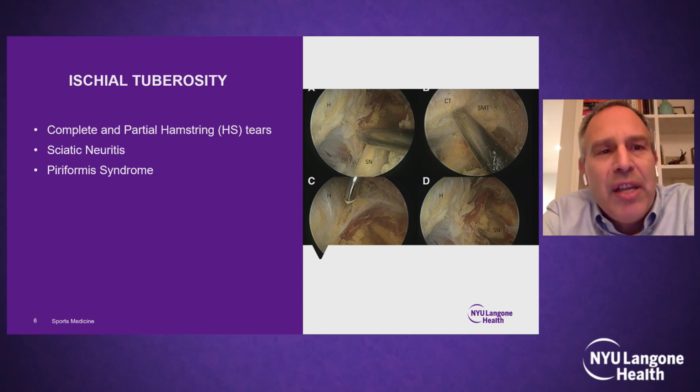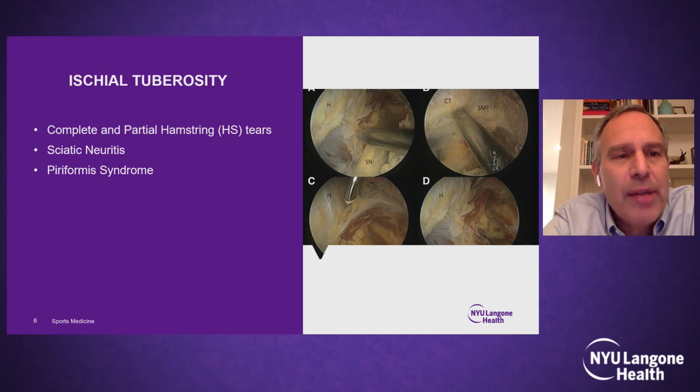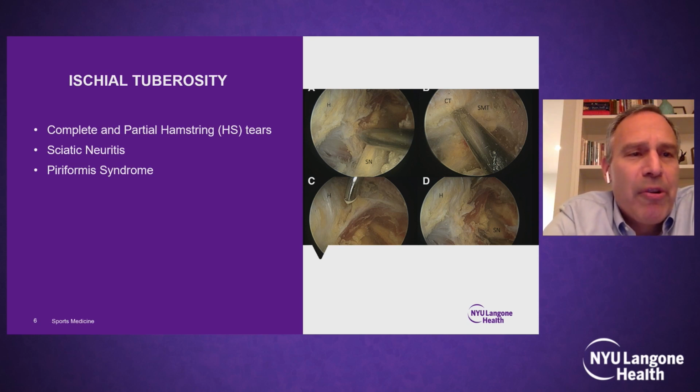So one of the advantages of the proximal hamstring repairs that can be performed with the patient prone is that you can go after some chronic sciatic neuritis. And I think Tom has had a lot of experience doing this. Piriformis tendons or treating piriformis syndromes isn't too far away.